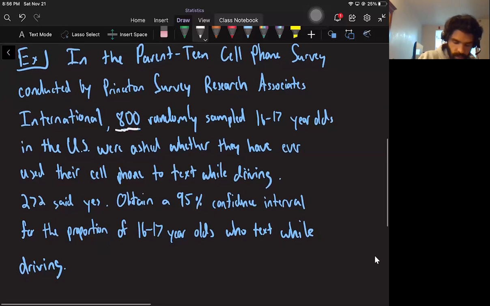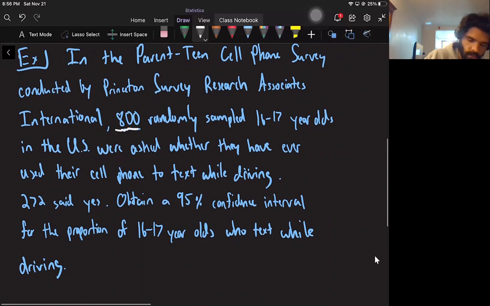And then 272 of them said yes. That's going to tell us our proportion. And lastly, what they want us to do is obtain a 95% confidence interval, and we'll go through that, for the proportion of 16 to 17-year-olds who text while driving. So the idea is we are going to create an interval around our sample proportion. That's all we're really doing, but I'm going to break it down in steps.